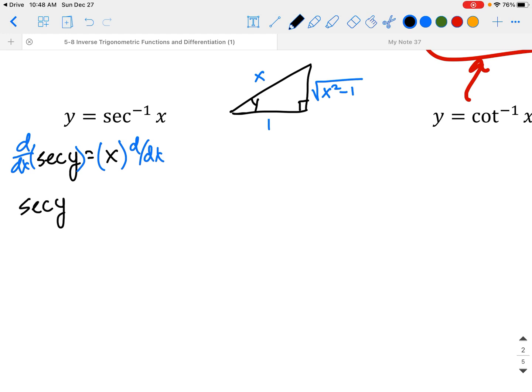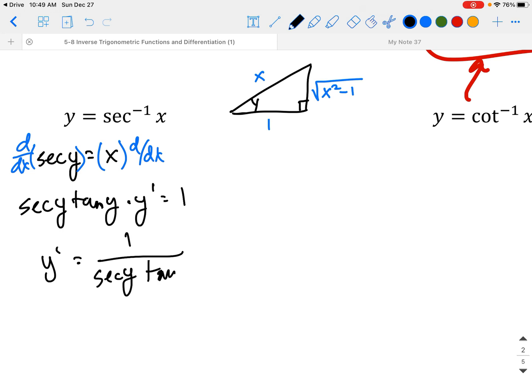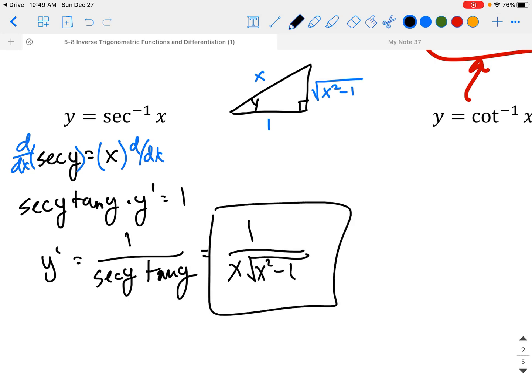So the derivative of secant is secant times tangent, times y prime. Again, because we're differentiating implicitly, we'll divide. So y prime is equal to 1 over secant y times tangent y, which we can see secant y we already have above is just x. So this is going to be 1 over x times, and then tangent of y is going to be opposite over adjacent, so that's just going to be the square root of x squared minus 1.